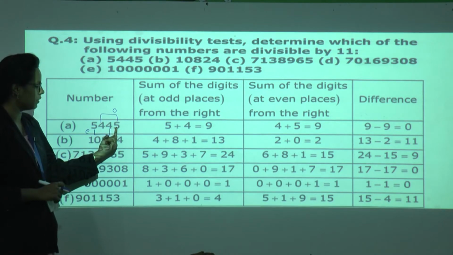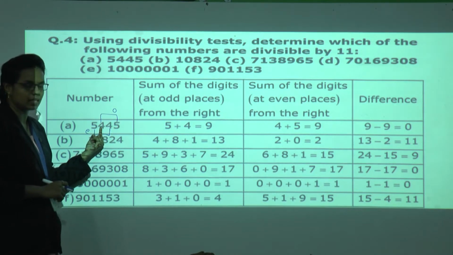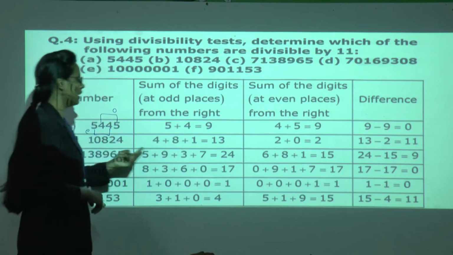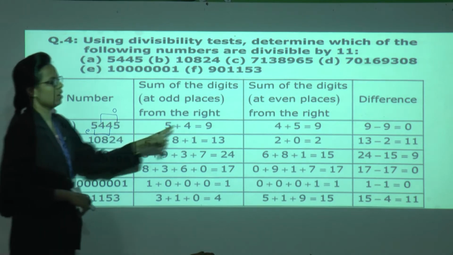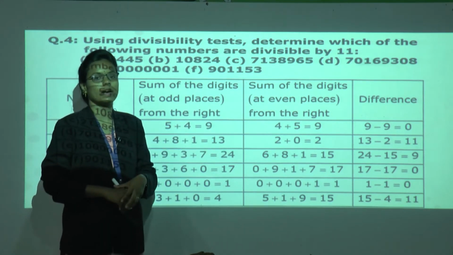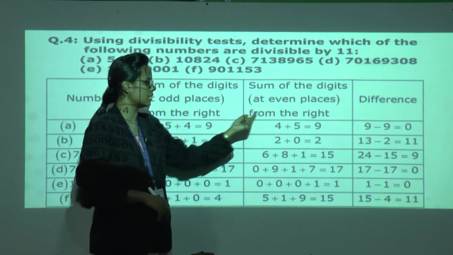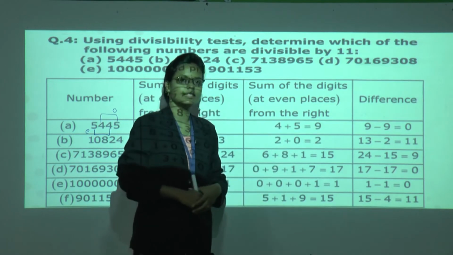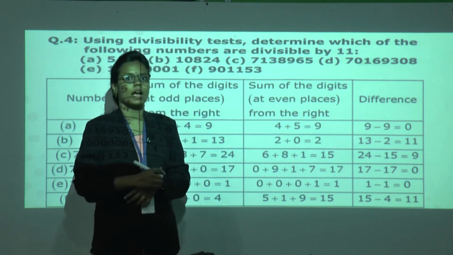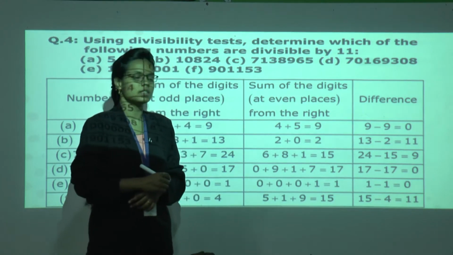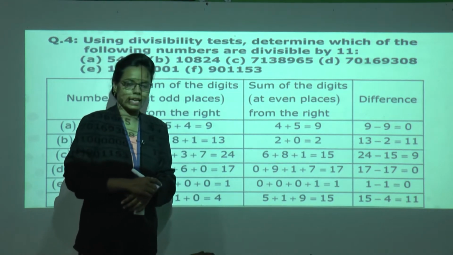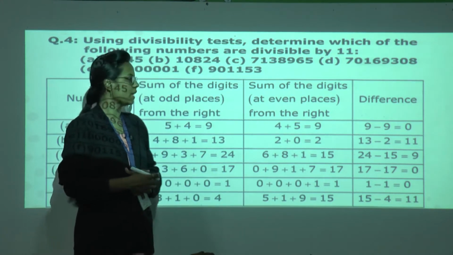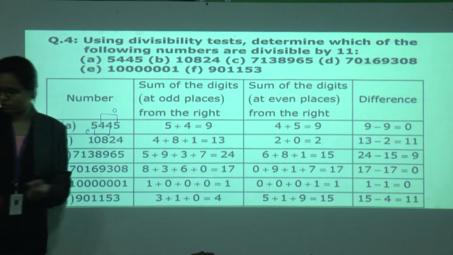From the right, the odd places are 5 plus 4, which is 9. The even places are 4 plus 5, which is again 9. Now we find the difference of odd places and even places, that is 9 minus 9, which is 0. According to the rule, if we get 0 after the difference, then the number is divisible by 11. Okay, so we'll see the next example.